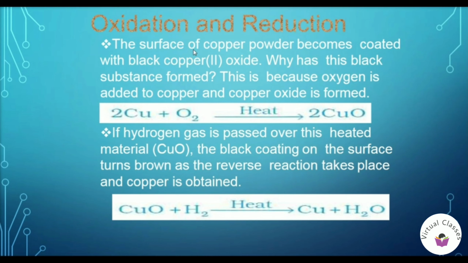Now let's come to oxidation and reduction. The surface of copper powder becomes coated with black copper oxide. Why has this black substance formed? This is because oxygen is added to copper and copper oxide is formed. If hydrogen gas is passed over this heated material, which is copper oxide, the black coating on the surface turns brown as the reverse reaction takes place and copper is obtained.